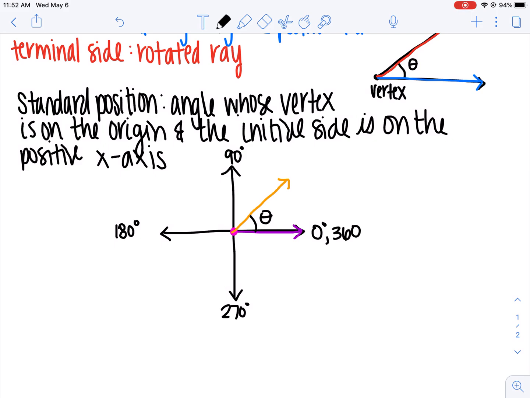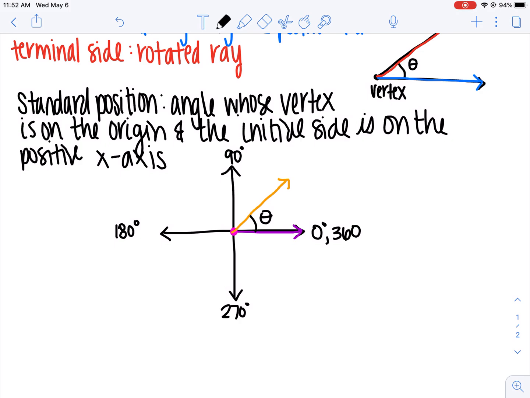So if you notice, if I were to start here and go all the way around, I make a full circle. If I only go to here, I make 180 degrees. If I go to here, I make 270 degrees. So we want to get this idea of 0, 90, 180, 270, and 360 into our mind.